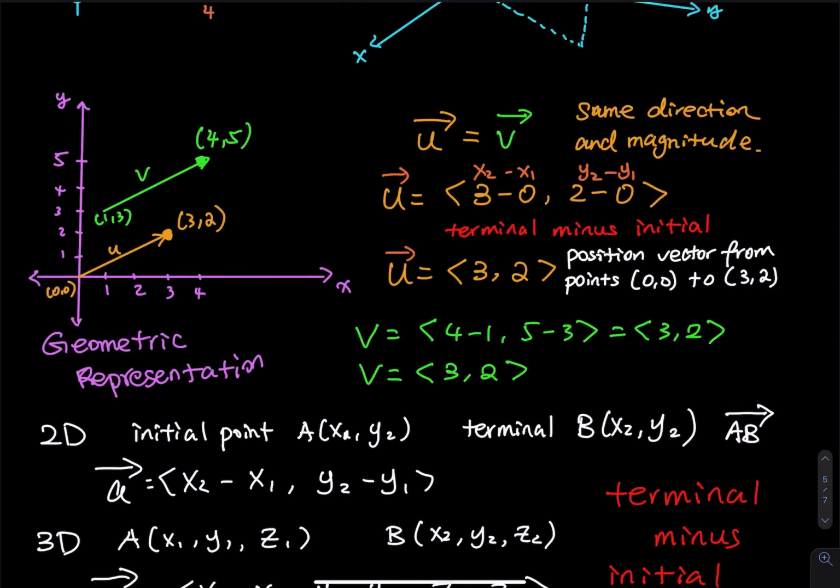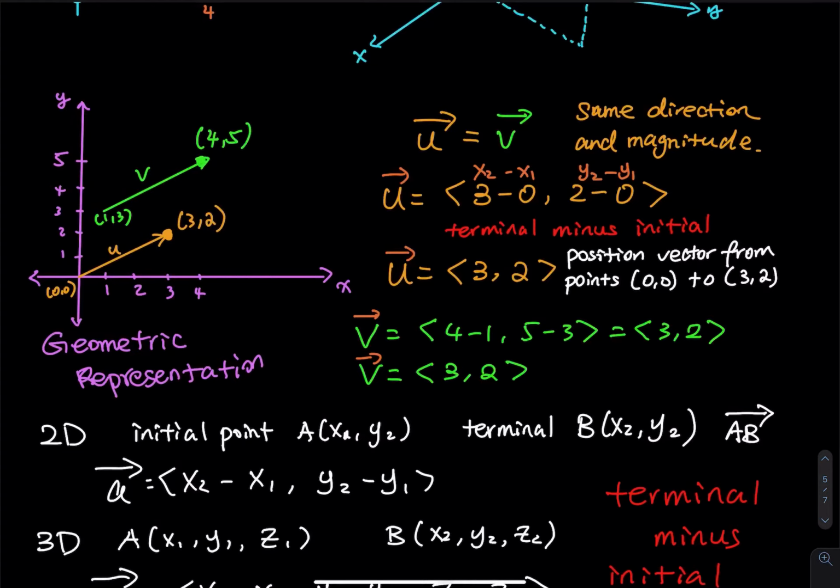And then what about vector v? For vector v, you have x minus x, terminal minus initial, which is 4 minus 1, and the y is 5 minus 3. So the components in vector v are 3, 2, right? So I know that starting at 1, 3, I have to go 3 units to the right and 2 units up. So they have the same magnitude and they are traveling in the same direction. That's why I said vector u is equal to vector v.